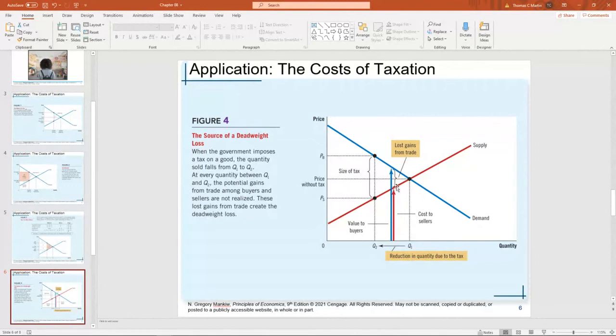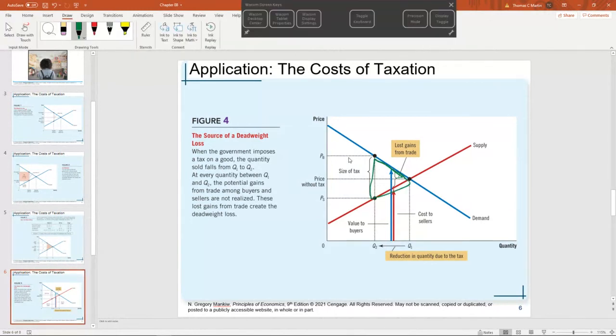Now, the lost gains from trade, from taxation, should be that area right here. Let's see if my pen's working now. It's this area right here. That's our deadweight loss, or some refer to it as a welfare cost. It's most commonly known as deadweight loss.